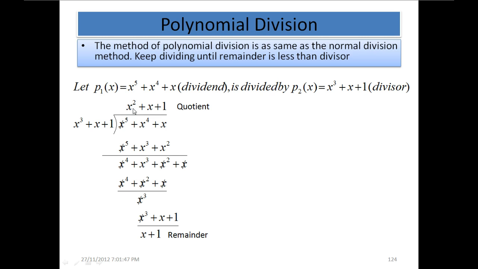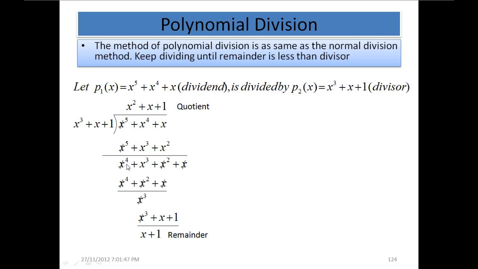When x raised to the power 2 is multiplied by x, it gives me x raised to the power 3, because 1 plus 2 is equal to 3, and x raised to the power 2 multiplied by 1 gives x raised to the power 2. So we do the same thing. We add the terms and the like terms are cancelled. So x raised to the power 5 is cancelled by x raised to the power 5, and the rest of the terms are written as they are: x to the power 4 plus x to the power 3 plus x raised to the power 2 and plus x.